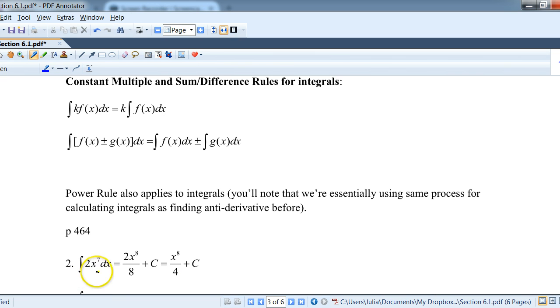For example, 2x to the 7th power: we're keeping the 2, that's the constant multiple, and it becomes x to the 8 over 8 plus a constant. And we can reduce the 2 with the 8, so it becomes x to the 8 over 4 plus c.